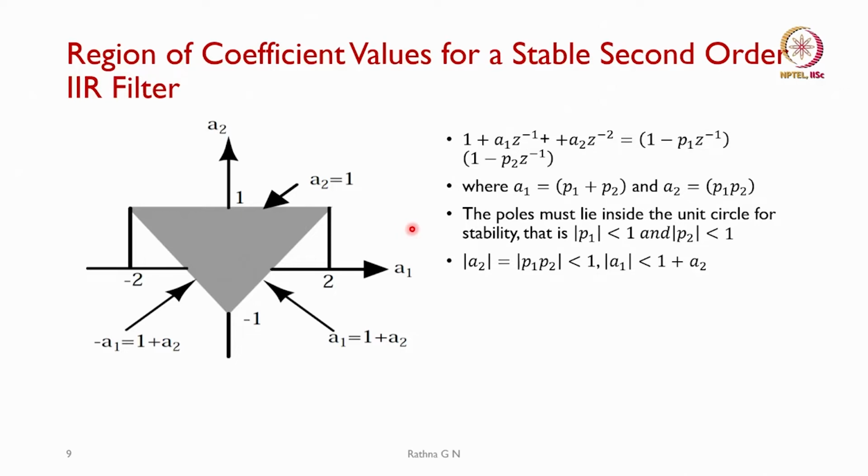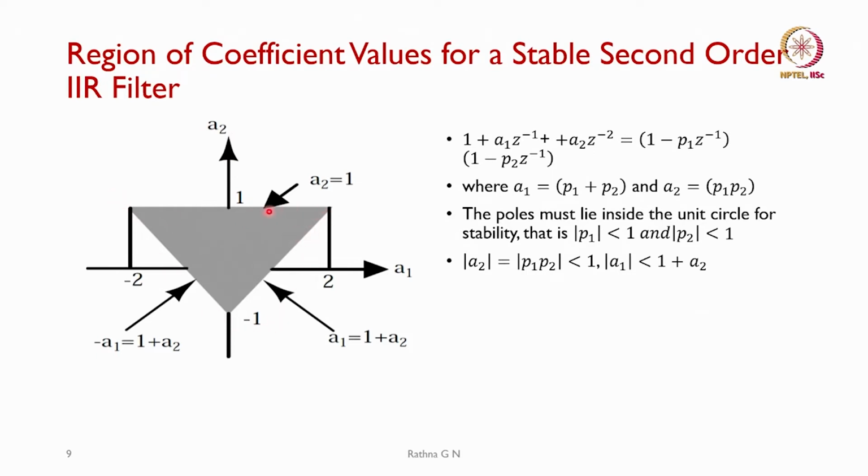Now, having taken direct form 2, we have to see how the coefficients are going to be represented, and whether they are going to cause any instability. So, we look at the coefficient values for a stable second order IIR filter. What should be the region? We represent our coefficients A1 and A2. Most of the time it is the poles which cause instability for the filter. So, we consider A1 and A2 plotted, and the region is a triangle.